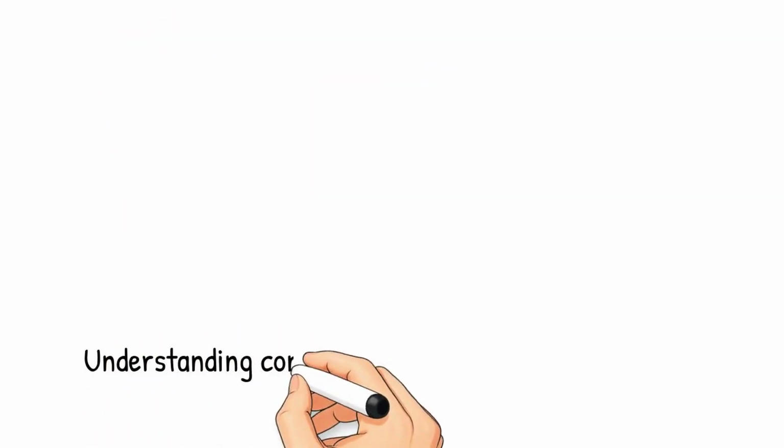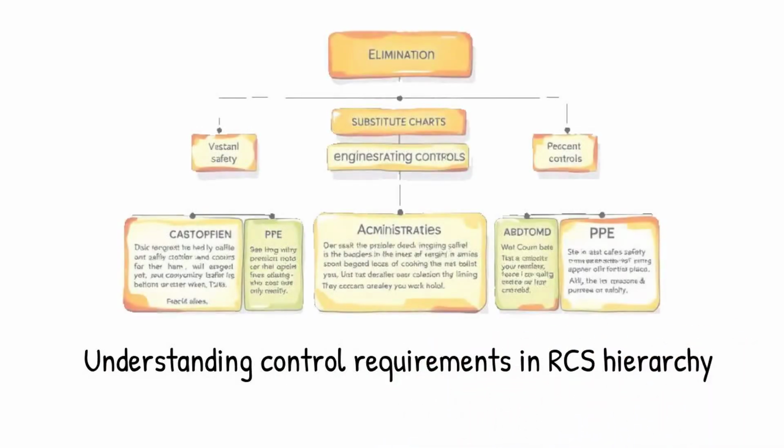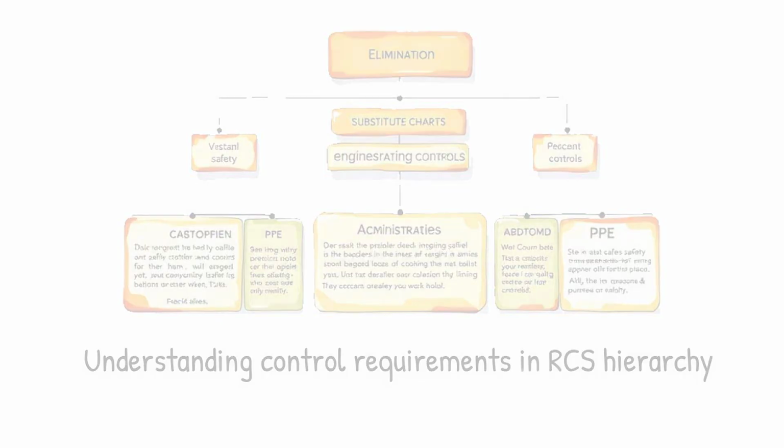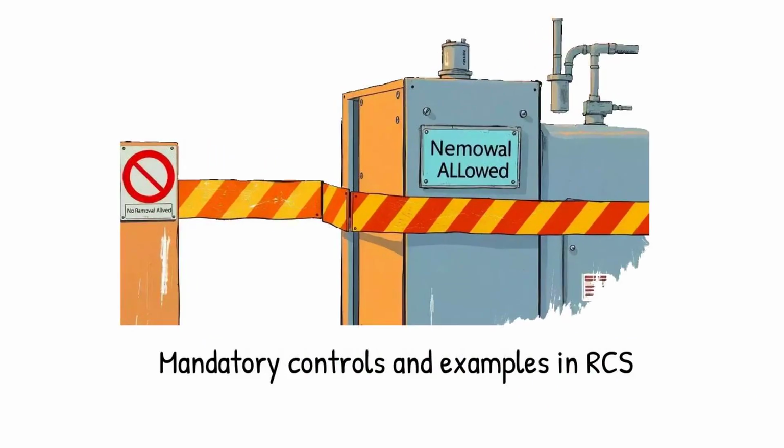The second component is control requirements. This is the heart of RCS. Controls are usually aligned with the hierarchy of controls: elimination, substitution, engineering controls, administrative controls, and PPE. But RCS goes further. It doesn't just list controls. It specifies which controls are mandatory. For example, an RCS for machine guarding may state that physical guards are non-negotiable and administrative controls alone are not acceptable.